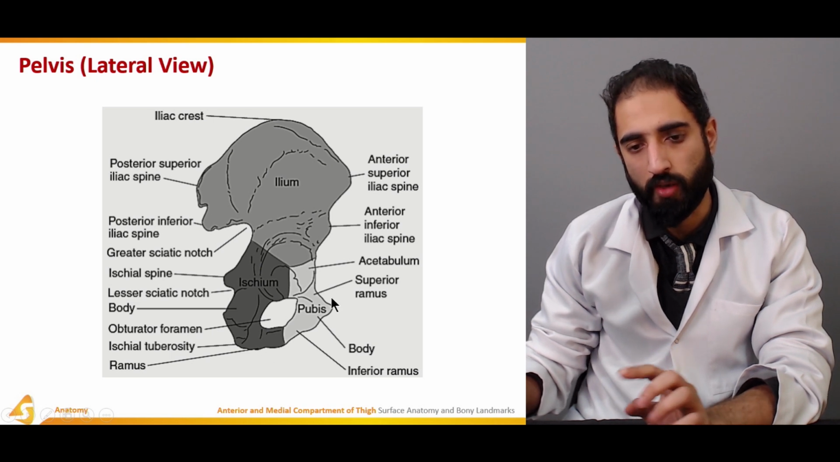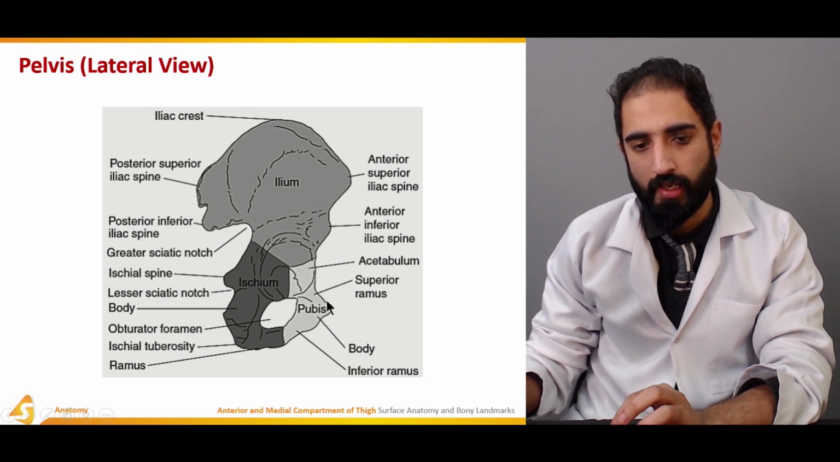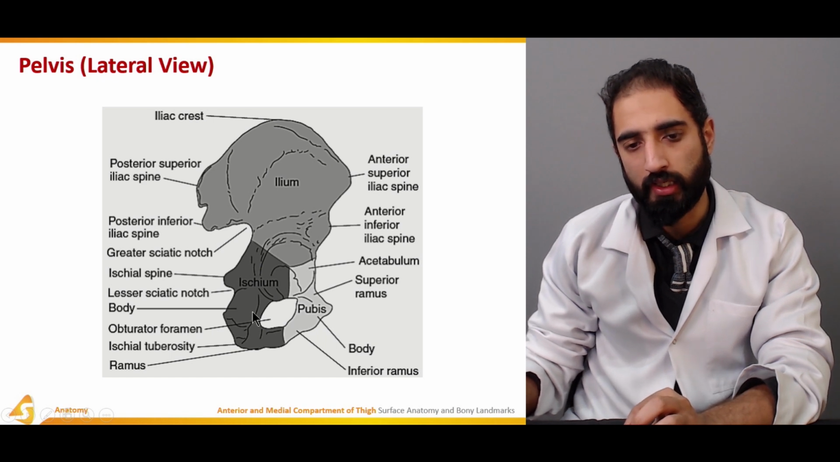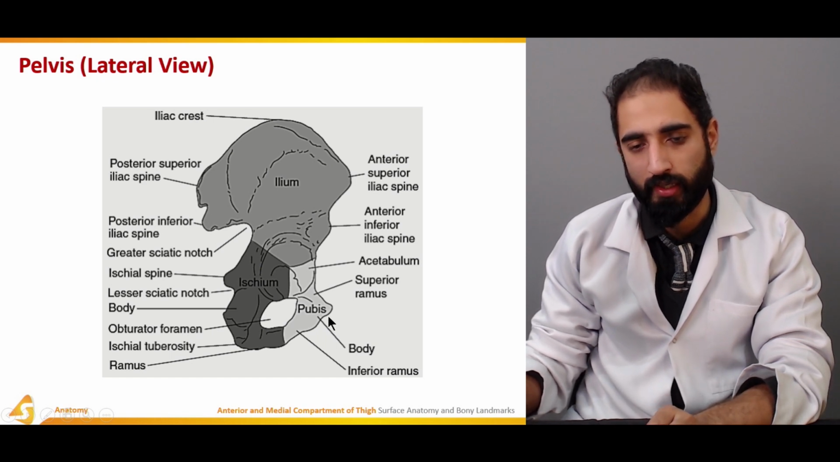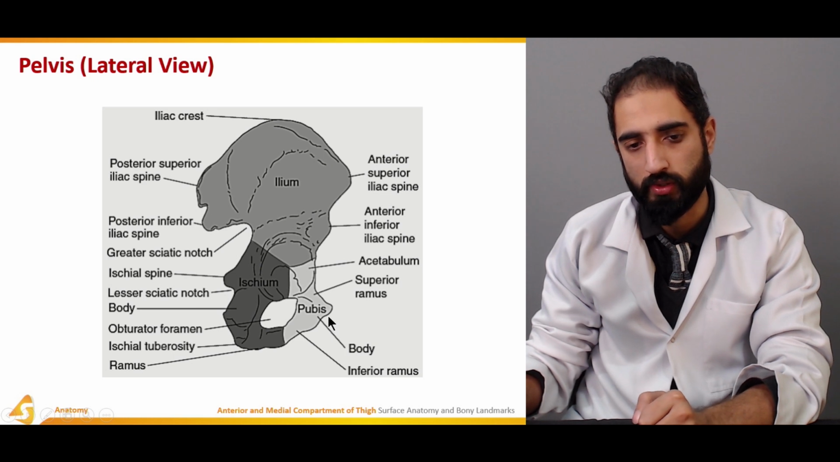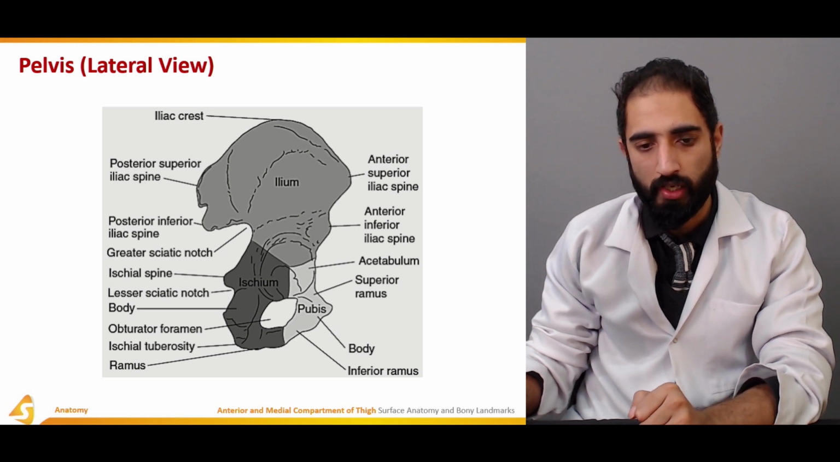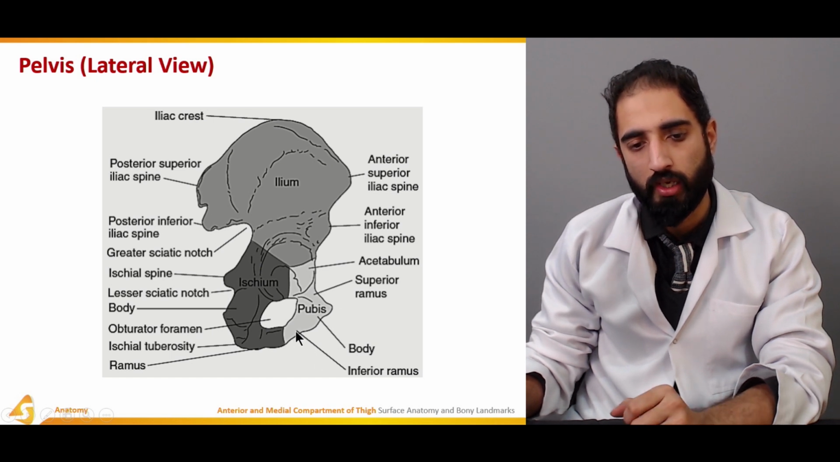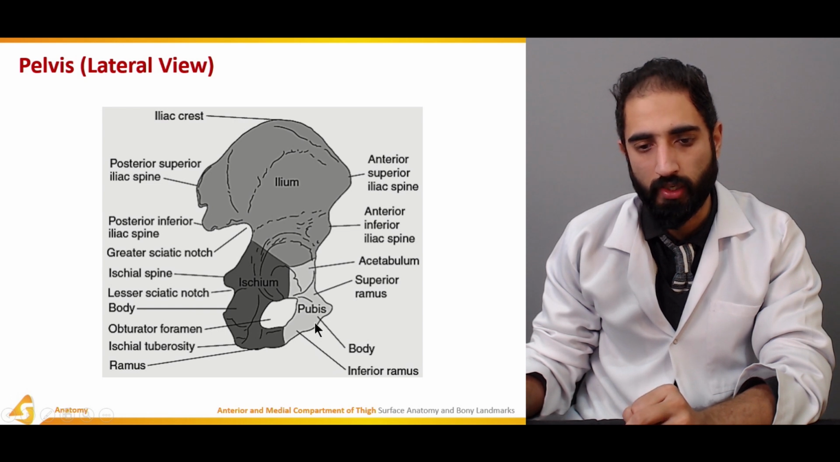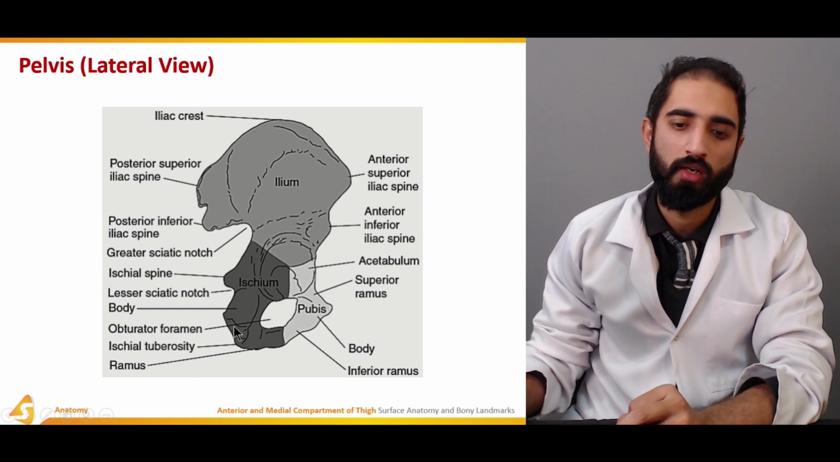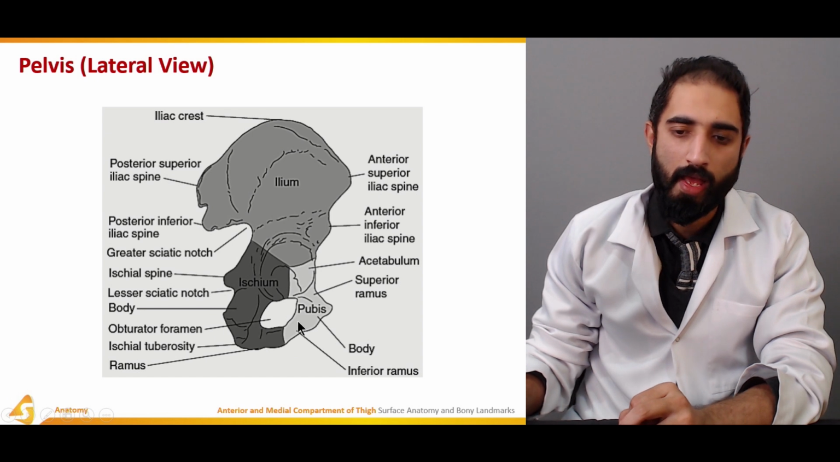On the other hand, if we talk about the anterior aspect, we have the pubis, and just like the ischium, it also has the rami, but it has two rami instead of one ramus, which is the case for the ischium. So the pubis has the superior ramus as well as the inferior ramus. The inferior ramus of the pubis articulates, or is joined, with the ramus of the ischium.